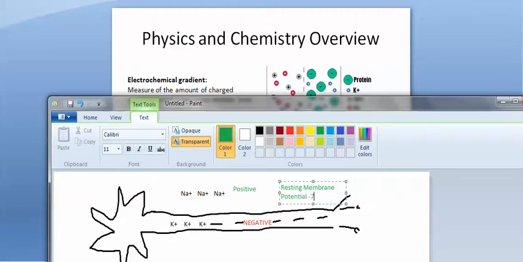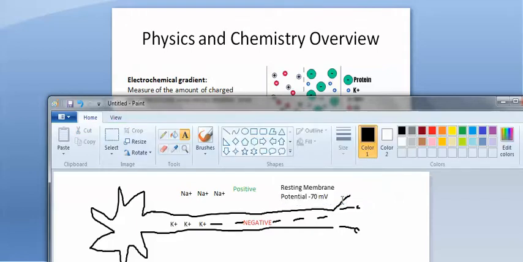Which is actually negative 70 millivolts. Okay, so that means resting membrane potential is when the cell is prepared to be able to send an action potential, okay? So it's prepared to be able to, oh, wrong guy.